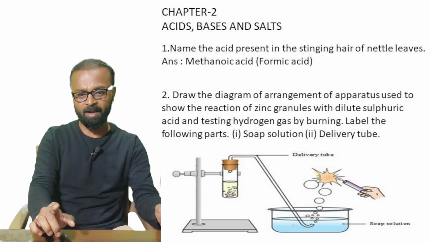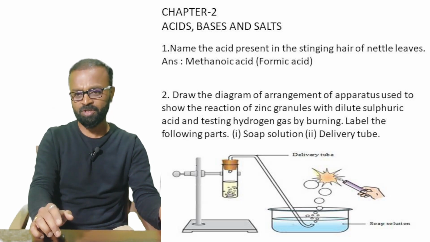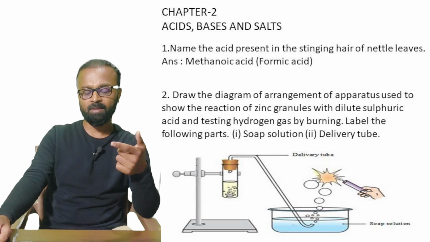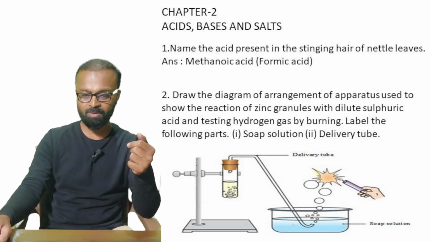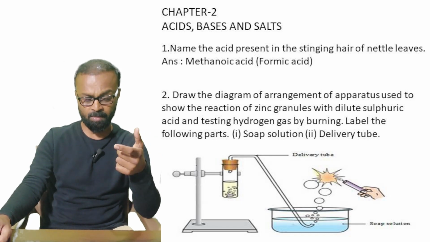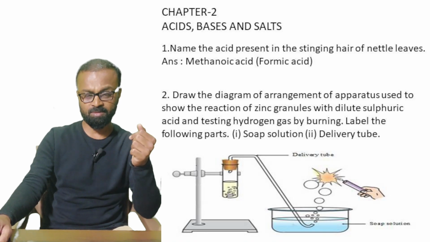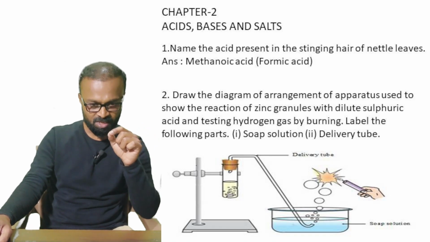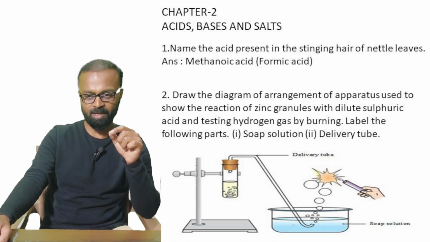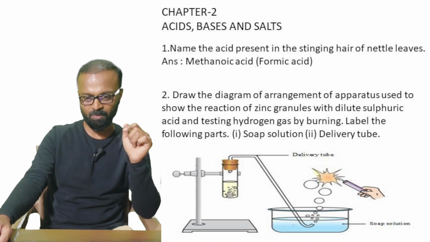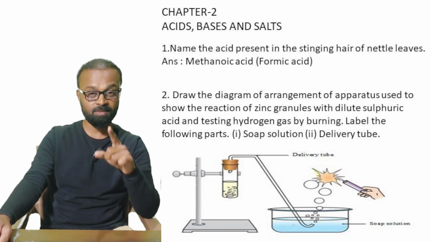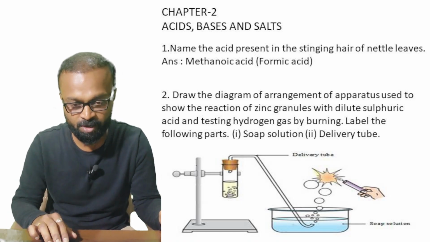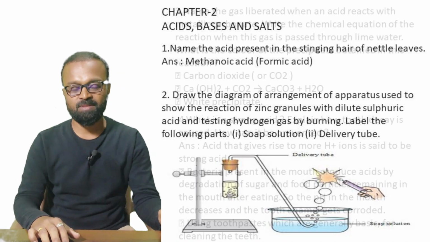Please try to use a scale. They ask you to label the soap solution, the delivery tube, and they might also ask you to label the exit tube. In the test tube, you can see the zinc granules settled at the bottom. Label them at the bottom. The bubbles arising in the solution of zinc granules and sulfuric acid you can label as hydrogen gas. Very simple diagram, and this is going to come for this board exam for sure, for 3 or 4 marks.